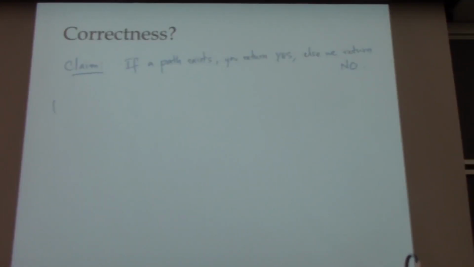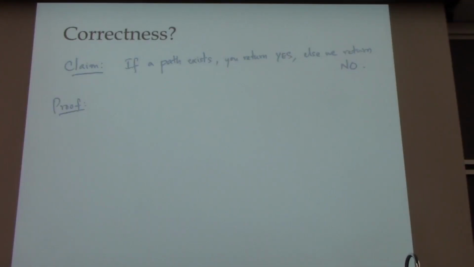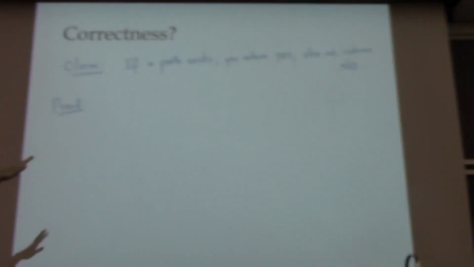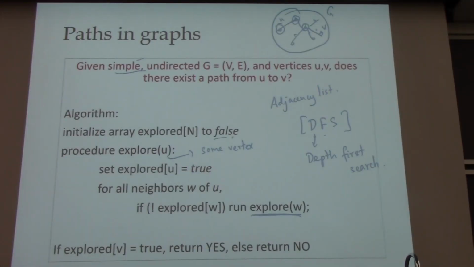Okay. Now, good. So this is as simple as it gets, right? This is just the correctness claim and the proof. So how would you prove that? In some sense, you want to prove 2 things. You want to show that if a path exists, you always return yes. If there is no path, you always return no. Okay, so that's what you show.